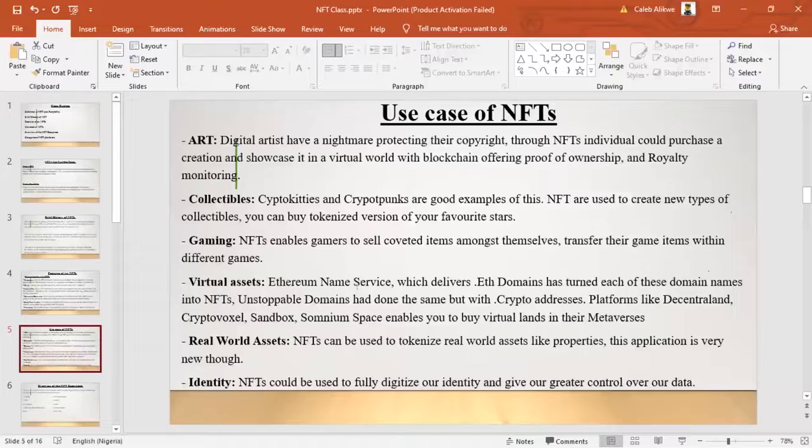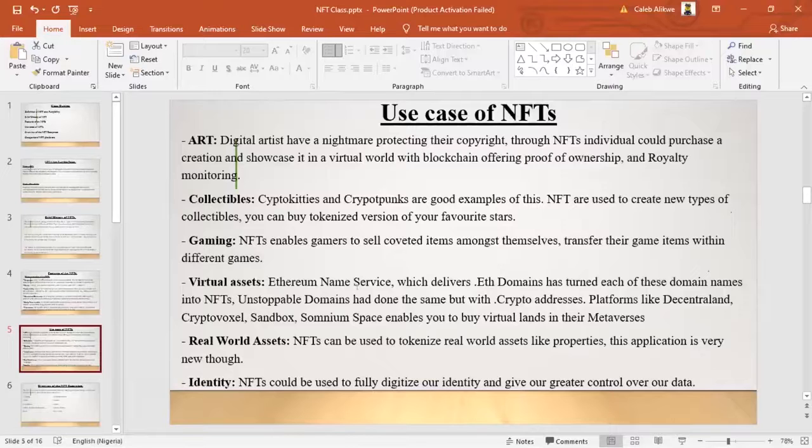digital artists have a nightmare protecting their copyright. So you go to platforms like Instagram, Twitter, and you see a lot of copyright over the artwork. Anybody can just go there, copy it without paying any royalty or any fee to the creator of the art, thereby preventing the artist from getting actual value from the artwork he has created. Through NFTs, individuals will purchase a creation and showcase it in a virtual world, offering proof of ownership that, okay, you bought this artwork with a blockchain. You can easily know that, okay, this is the particular owner of this NFT.